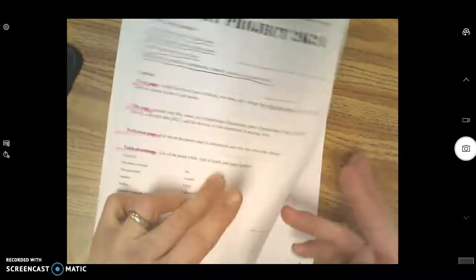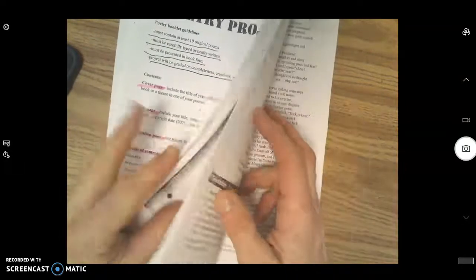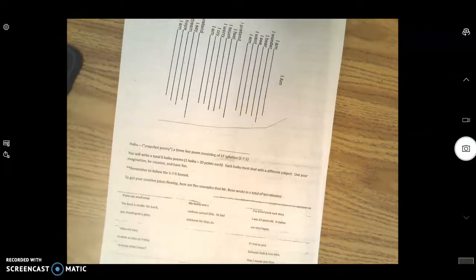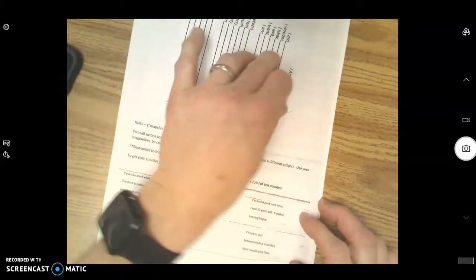Okay, what I'm going to do is I'm going to slide on over to page, I believe it is 11. Yes, slide on over to page 11. Now, earlier this week, we did the I am poem, so that should be filled in up there. I'm not worried about the I am poem. I'm worried about these instructions down here for haiku.